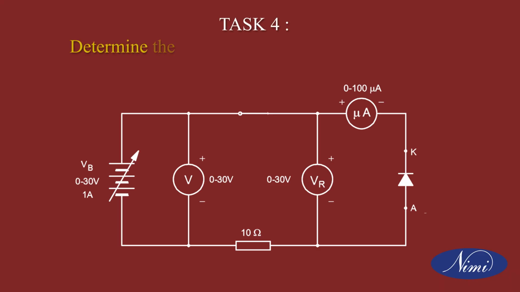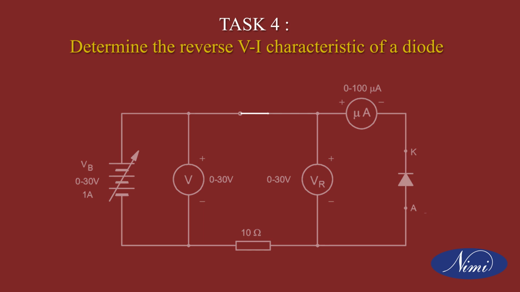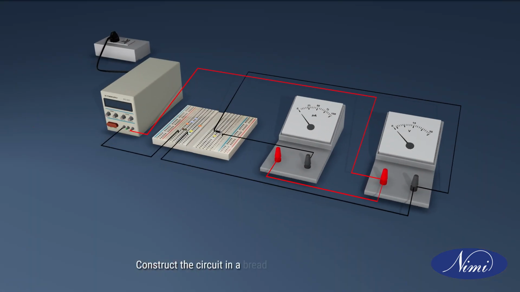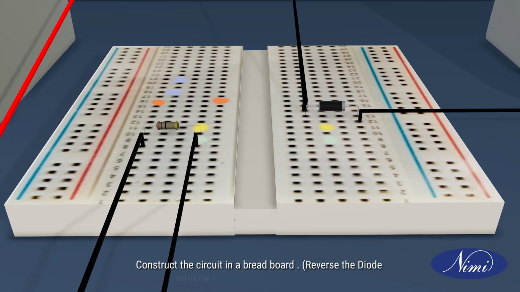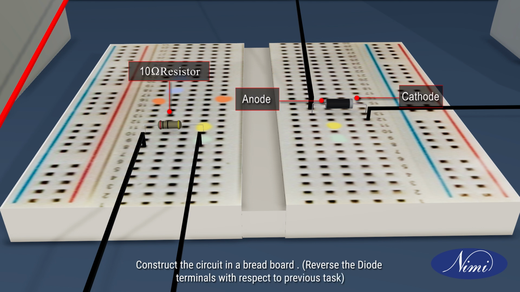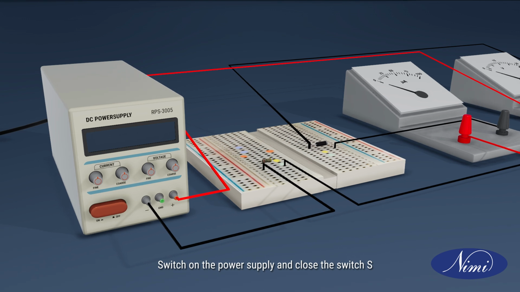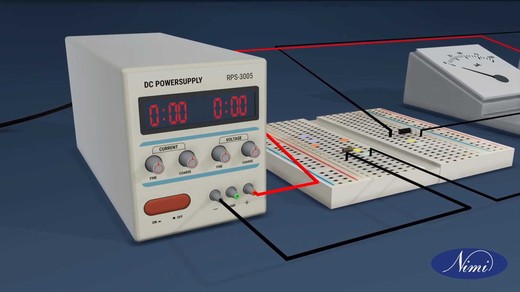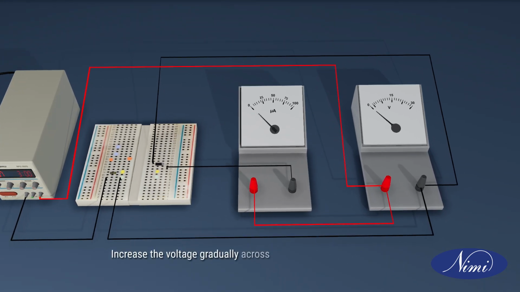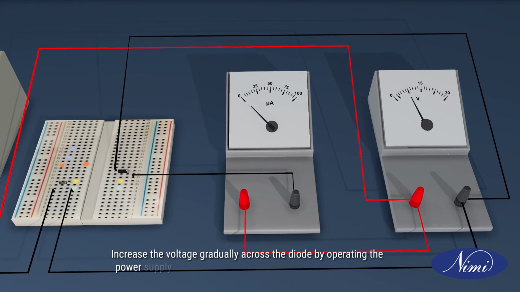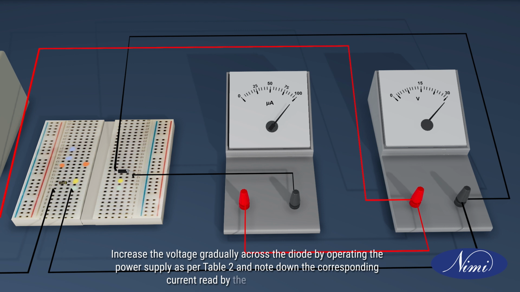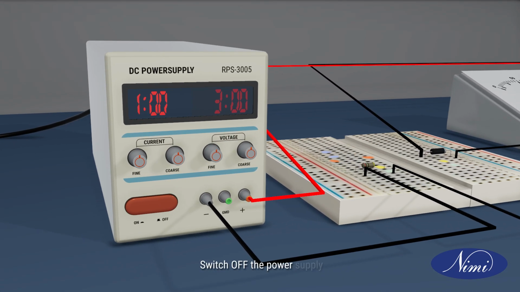Task 4. Determine the reverse VI characteristic of a diode. Construct the circuit on a breadboard. Reverse the diode terminals with respect to the previous task. Switch on the power supply and close the switch S. Increase the voltage gradually across the diode by operating the power supply as per table 2 and note down the corresponding current read by the ammeter in table 2. Switch off the power supply.